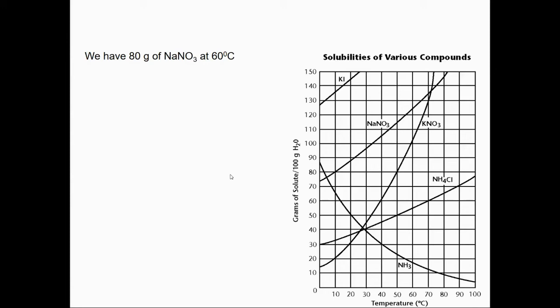Okay, let's try a little more complicated of a problem. We have 80 grams of sodium nitrate at 60 degrees. So we're looking at the sodium nitrate line. That is that one right there. 60 degrees is right here to 80 grams. So we're looking at this point right here. Since we are below the sodium nitrate line, we are unsaturated. That means we can add more sodium nitrate to the solution and still allow it to dissolve.